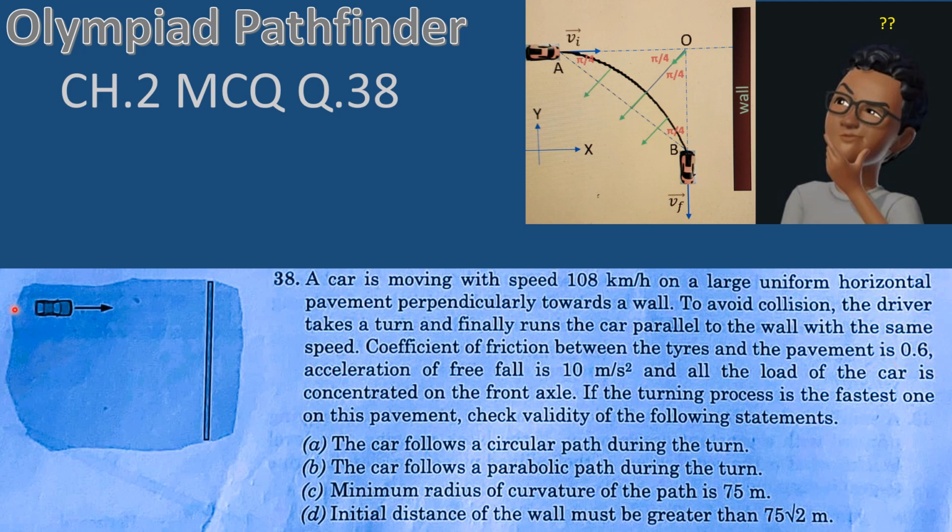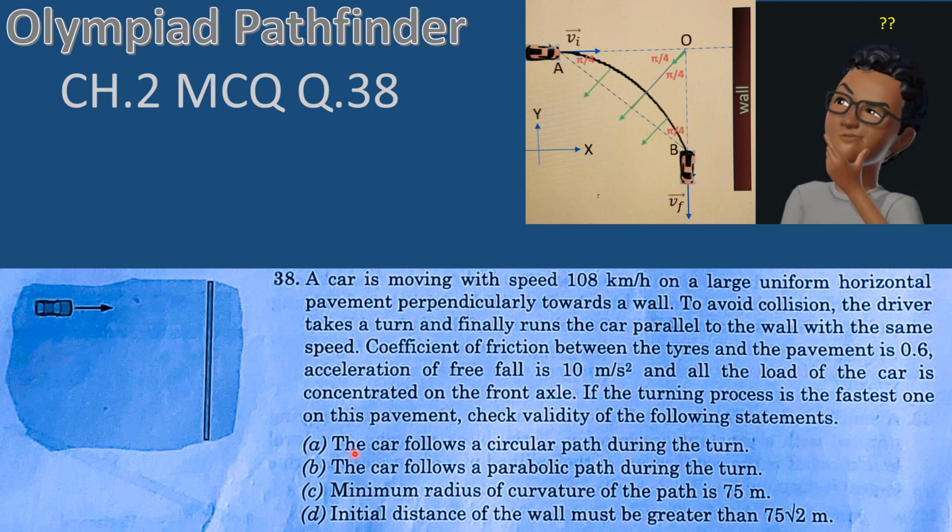Coefficient of friction between the tire and the pavement has been mentioned as 0.6. Acceleration of free fall, g, is to be taken as 10 meter per second square, and it has been assumed that the entire load of the car is acting on the front axle. The question also says the turning process is the fastest one on this pavement. So check the validity of the following statements.